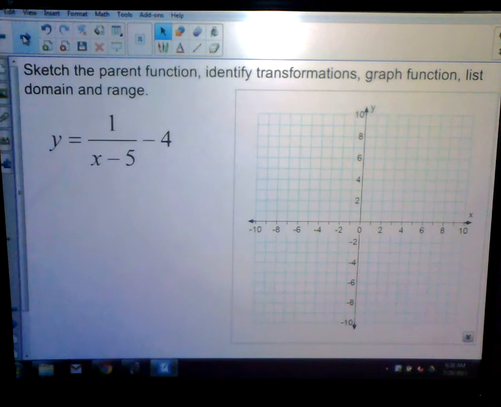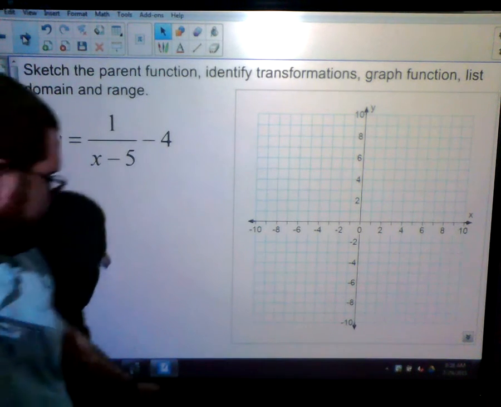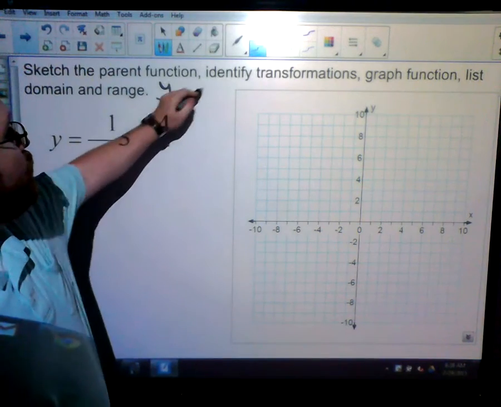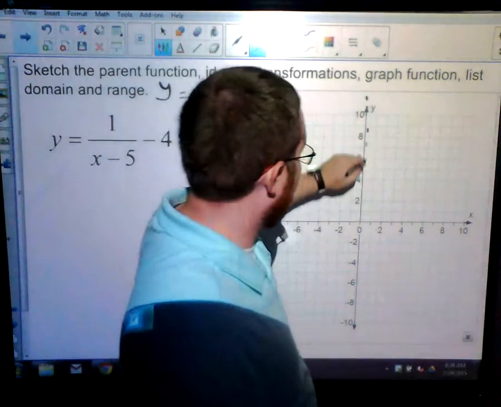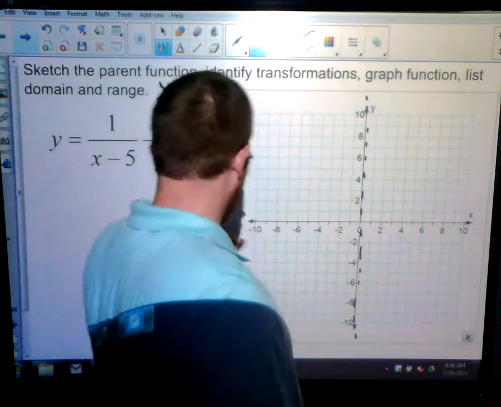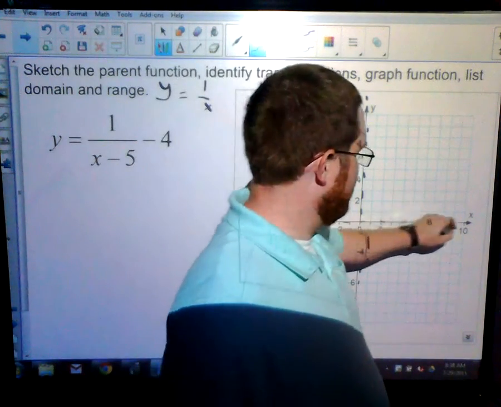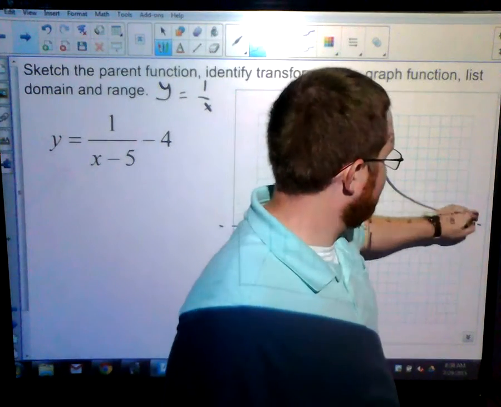Let's try another one. What's the parent graph here? Well, the parent graph is y equals 1 over x. And this is one of the more difficult ones. This has a vertical asymptote here and a horizontal asymptote here. And the graph looks like this.